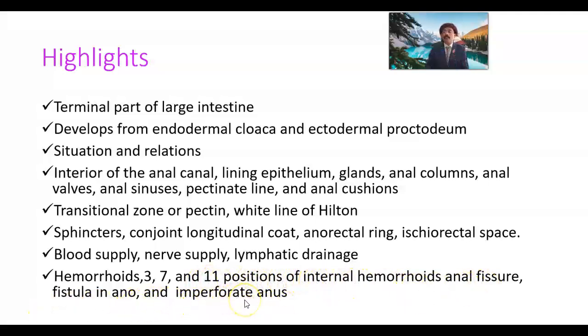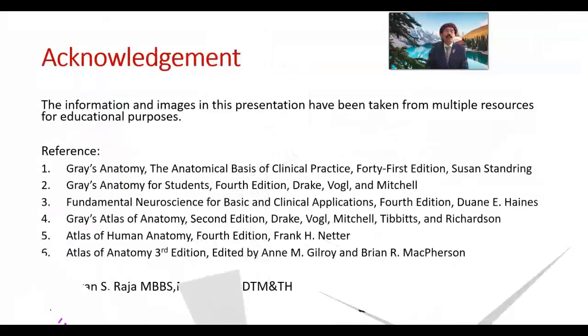Okay, imperforate anus is a congenital birth defect. And that's all about the anatomy of the anal canal.